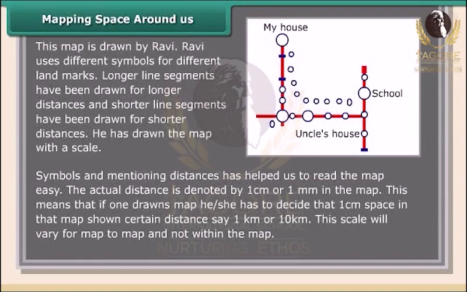The actual distance is denoted by 1 centimeter or 1 mm in the map. This means that if one draws a map, he or she has to decide that 1 centimeter space in that map shows a certain distance, say 1 kilometer or 10 kilometers. This scale will vary from map to map and not within the map.